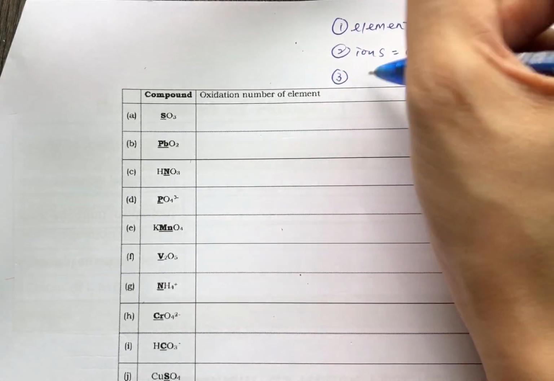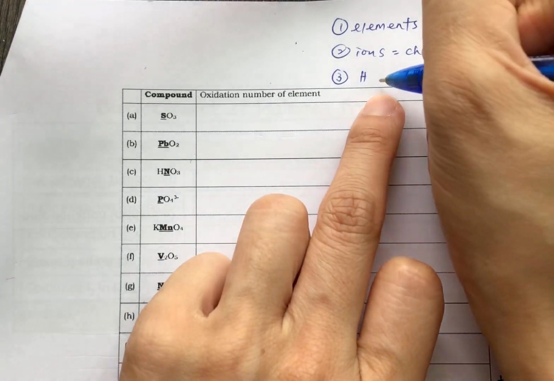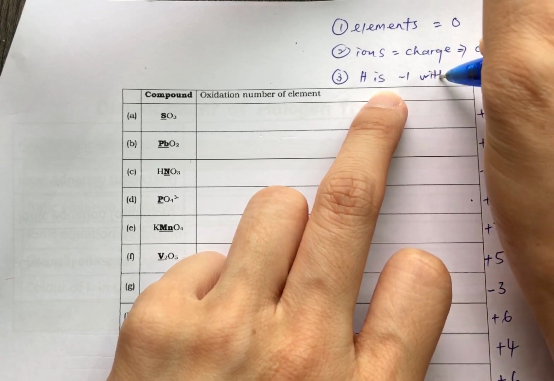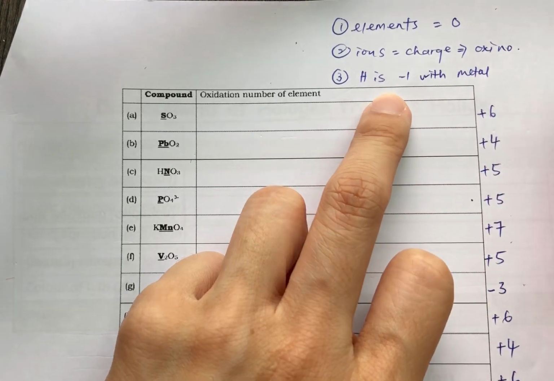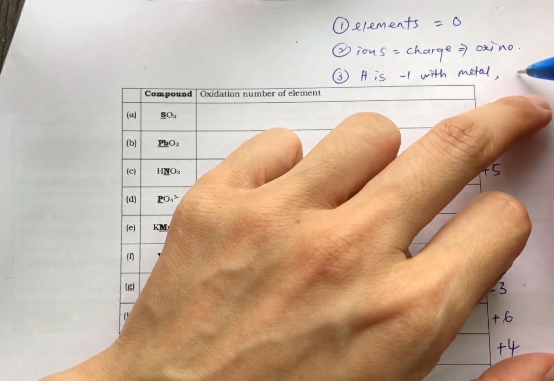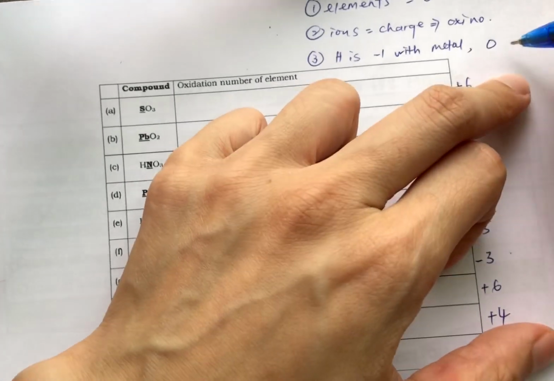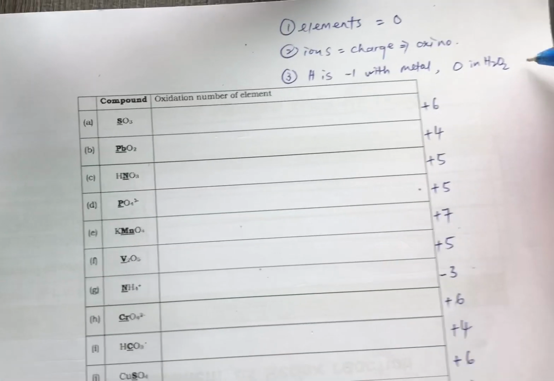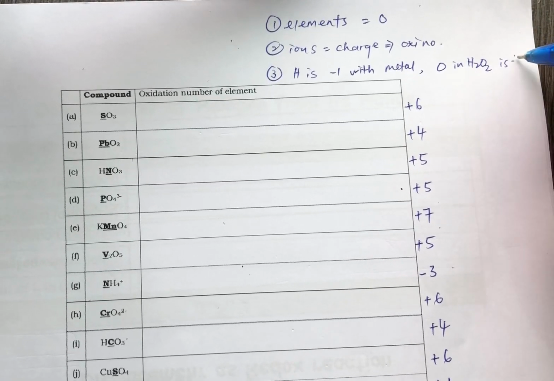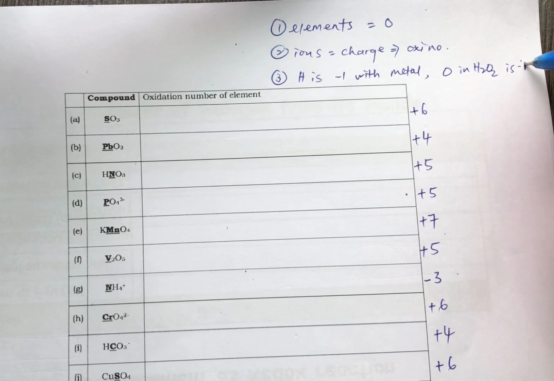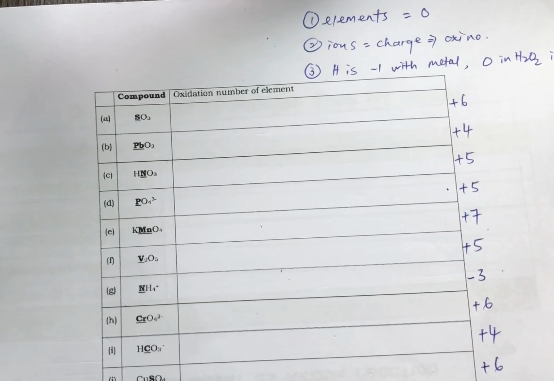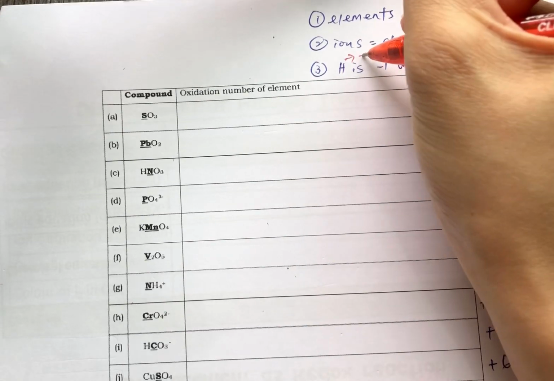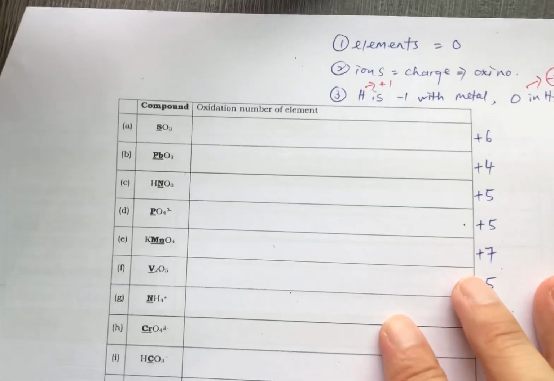Rule number 3, first thing is about hydrogen. Hydrogen is -1 when with metal. The rest of the time it is +1. Then oxygen in H2O2 carries a charge of -1, but at any other time it is -2. Hydrogen at any other time is +1. Alright, so these are the rules.